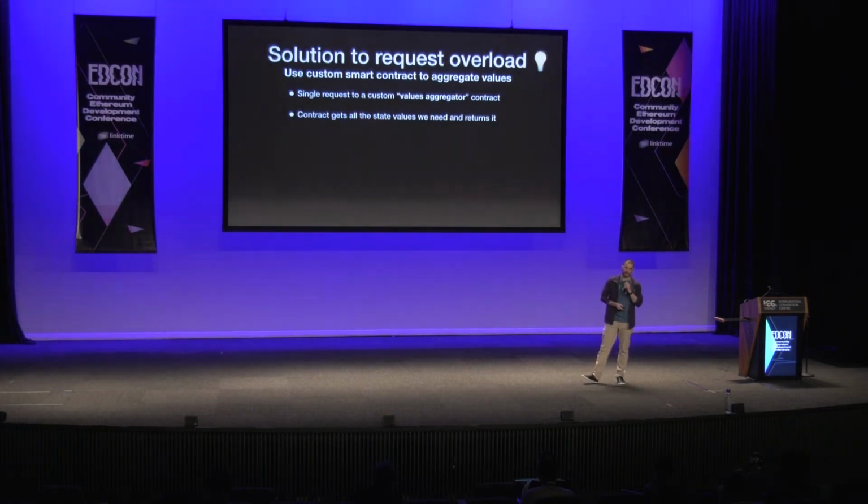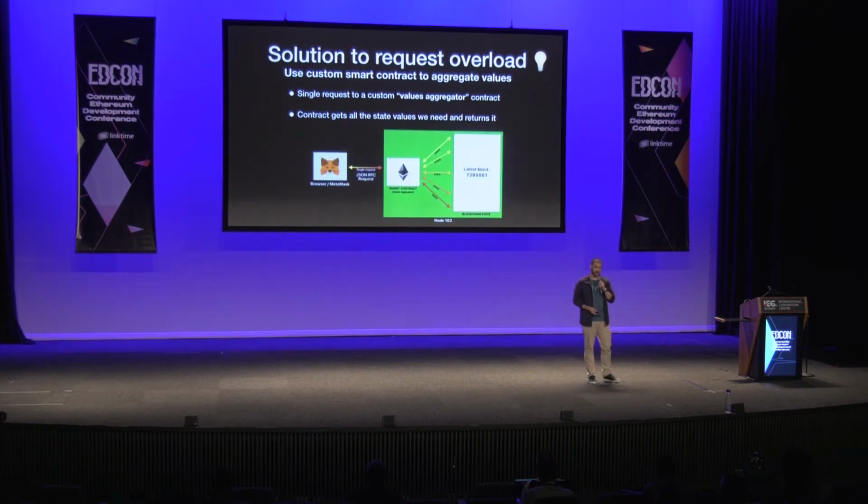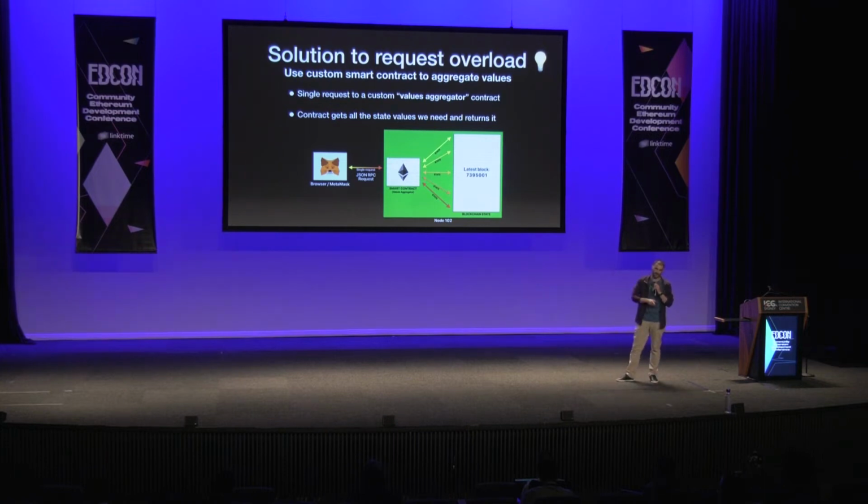The solution that we came up with was, hey, wouldn't it be cool if we could make a custom smart contract, which we deploy, that would be able to, from just one request to that smart contract, look up all the different variables that it needs and then return them. So there'd be 1 request, 1 response. If you were to visualize how that looks, it's something like this. We have our values aggregator contract. Our request would go out to the 1 node, and it would look up all the state from that blockchain state. We'd have the guarantee that all of those values that are returned are from the same blockchain height. So that solves the first problem.